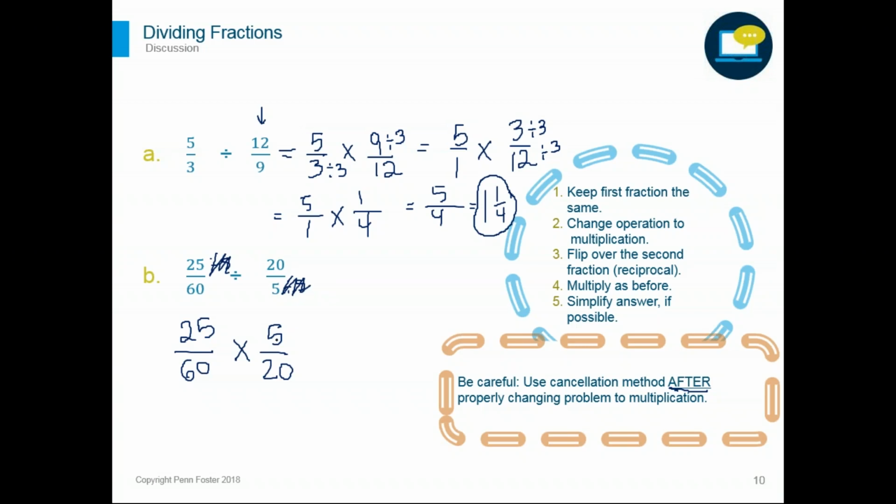And you see here, when we did change the question to multiplication, we cannot anymore divide over 5 and divide over 5 because both numbers now are on the top. So that will lead us to the incorrect answer. So we did switch the question to multiplication. Now we'll think about the factors. Well, I have 25 and 20, divide over 5 and divide over 5. Rewrite the problem. It's going to be 5/60 times 5/4.